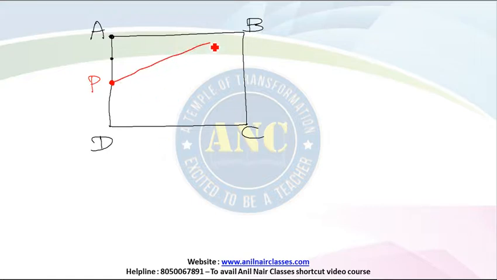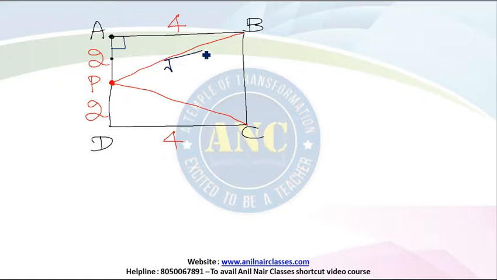That means they are asking you BP plus CP value. This is 4. This is 4. So AP should be 2. PD should be 2 right now. Then your value will become, this is 90 degrees. This is 90 degrees.